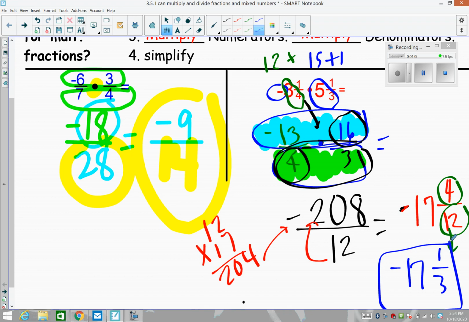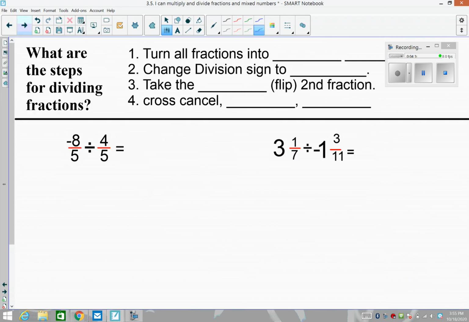Boom. That's multiplying mixed numbers with a negative. Cool part is we didn't need a common denominator. That's the beauty of those. All right, so we got a couple more here.